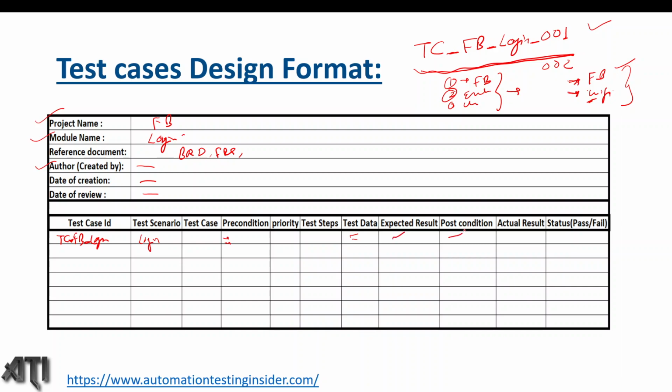And the post condition: what happens after executing this test case? We should get an error message. That is nothing but the post condition. The actual result is that the user is not able to log in. That is the actual result. And the status is pass or fail. If the expected and actual results match, we write pass. If they are not matching, then it will be failed.